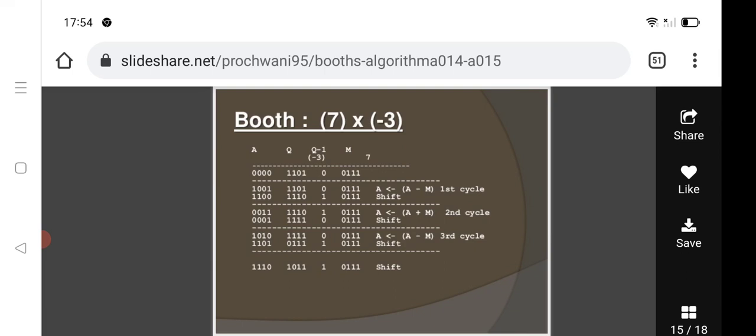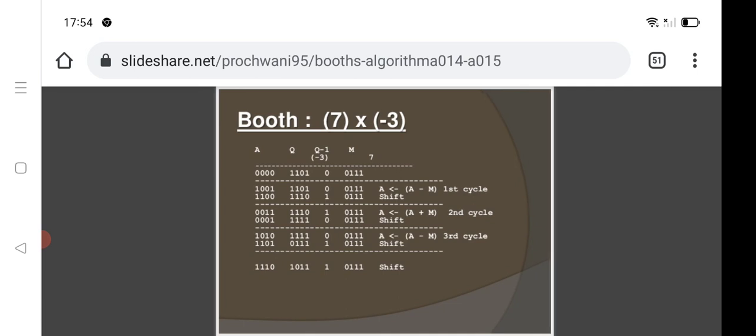Now 7 3s are what? 21. But am I getting my 21 over here? No. It should be minus 21. Minus 21 means it is in the 2's complement form. So I need to perform the 2's complement for my two registers A and Q value. Okay. How are we going to say that my result is a negative number? By checking the MSB bit of my A.